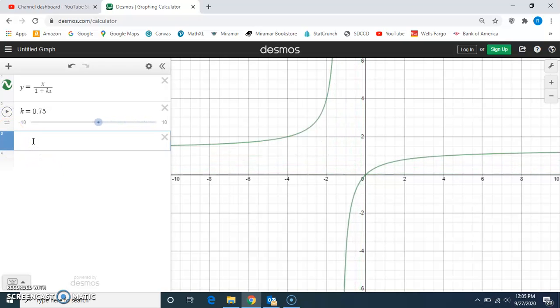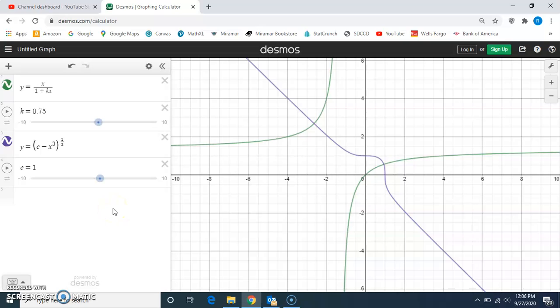So we eventually got down to our orthogonal family, which was y equals the cube root of c minus x to the third. I'll just do the cube root as raising to the 1/3 power, like so, and we can add the slider for c. Notice that where these families intersect, it's always a right angle. So here we can see those right angles there and there.